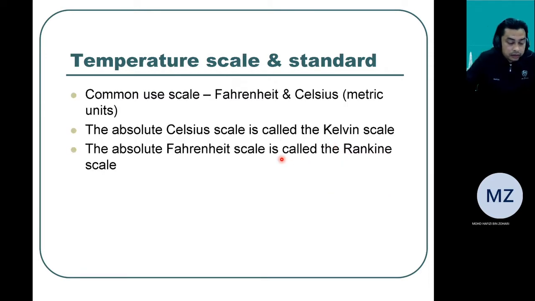So the scales that we're going to use for temperature measurement are Fahrenheit and Celsius. Celsius is in metric units, or Kelvin. Kelvin is the absolute scale for Celsius, and the absolute scale for Fahrenheit is Rankine. Of course, in Malaysia, in Australia, in Asia, usually we use Celsius, the metric unit, as the temperature measurement.